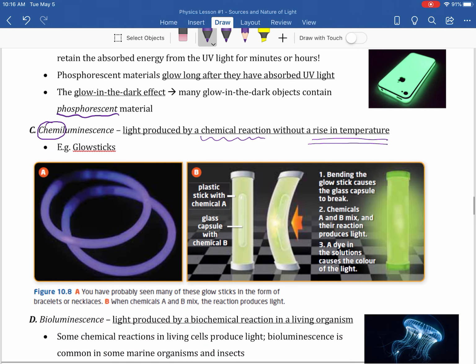What you're actually cracking is within your glow stick. If you take a look at this guy right here, within your glow stick, before it's activated, you've got a little vial of one reactant, and that vial is surrounded by another reactant. When you crack it, you're combining your two reactants, and then a chemical reaction happens. That's how they glow.